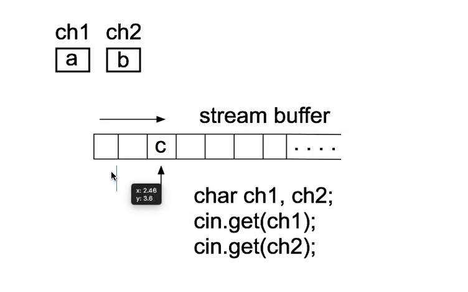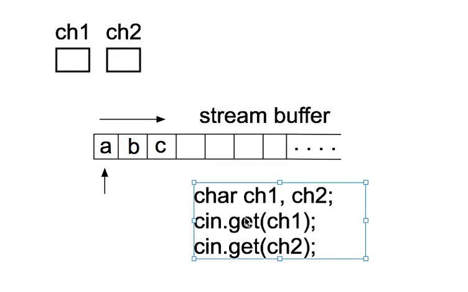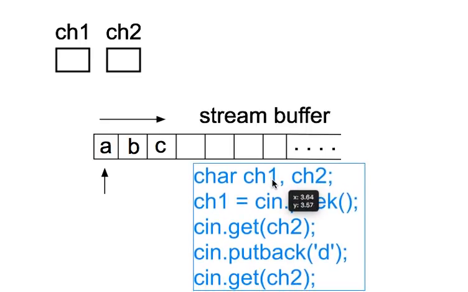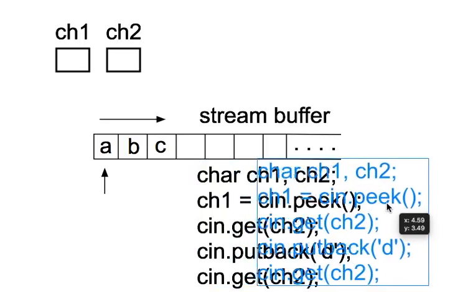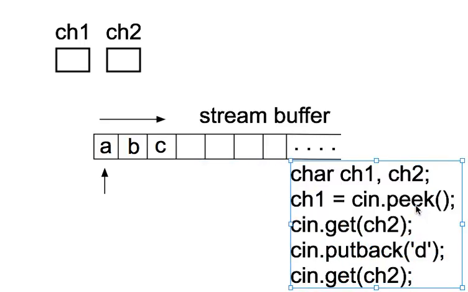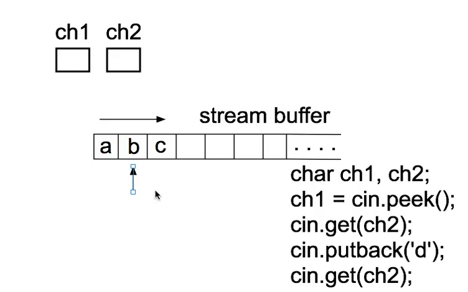Okay, so let's reset our program so that the user has typed A first, and then B second, and then C. So the first thing to be read will be A. But let's change our program, and we're not going to be using just simply get anymore. Let's use a combination of several statements. We still set aside CH1 and CH2 right there, but the first statement to be executed is cin.peek. Peek is very similar to get, except that it will not move the pointer over to read the next item. Remember that that's what we did with get.